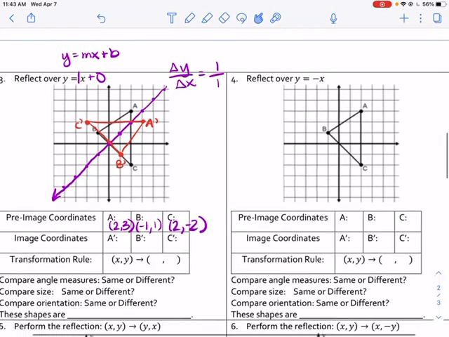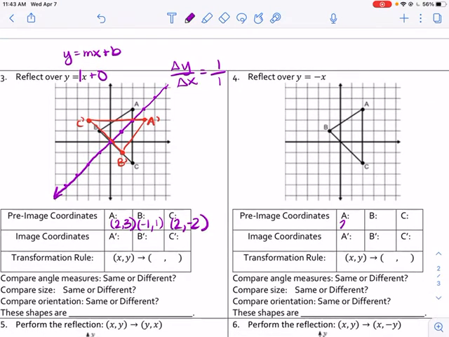Okay, I think that's the same on this other one. I'm just going to go ahead and save some time here. We used the same pre-image on 3 of these examples, so I'm just going to write that in there. Okay, so then our A prime is going to be 3, 2. And B prime is 1, negative 1. And C prime is negative 2, 2.